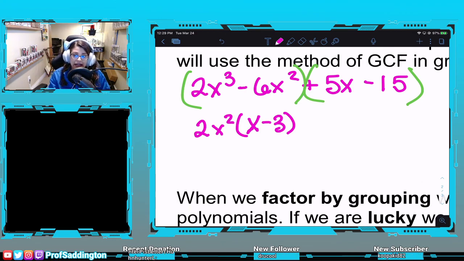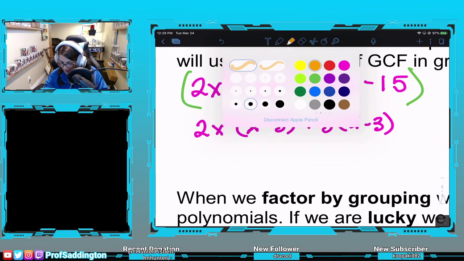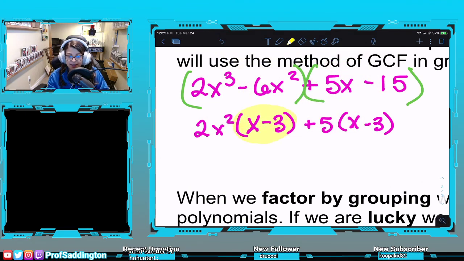If we look at our next terms, we have 5x minus 15. What's our GCF? Well, it's a positive 5, which means then I'm left with x minus 3. If factor by grouping is truly a method that we're allowed to utilize, those bundles should be exactly the same. So we have an x minus 3 and an x minus 3. So now we're doing exactly what we did above. I just added in one more step, but everything else is exactly the same from here on out.